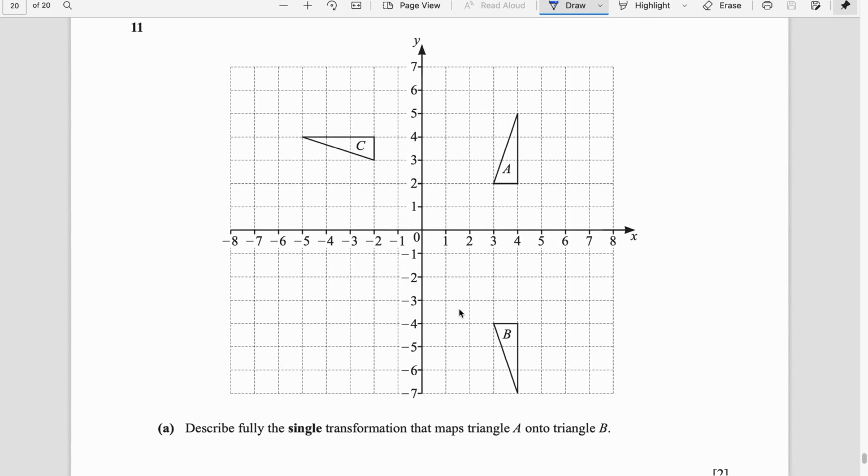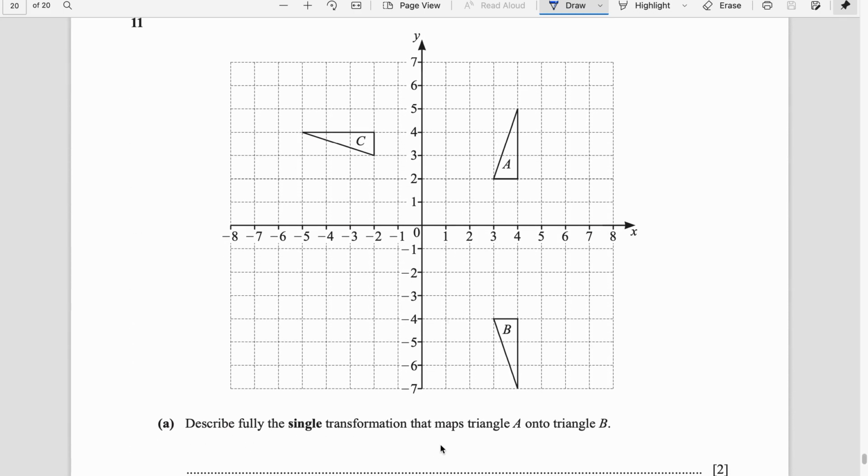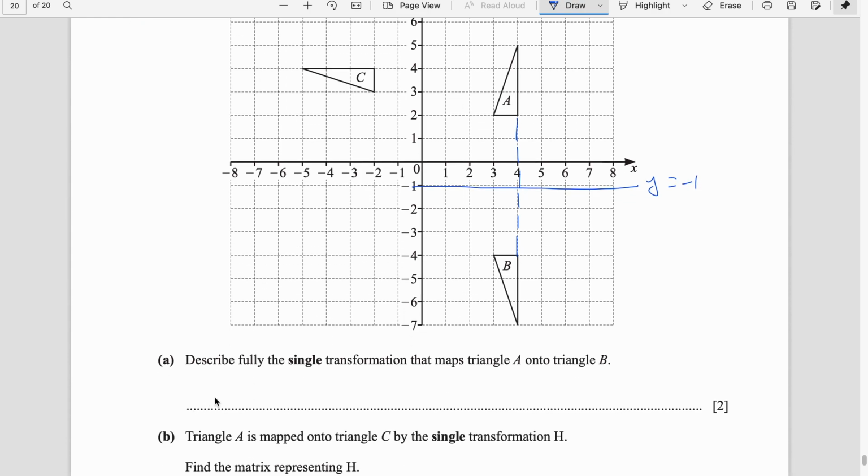Question number 11. Transformation. Describe fully the single transformation that maps triangle A onto triangle B. So if we look at this, these are reflection, and they are 1, 2, 3, 4, 5, 6 boxes apart. So it should be at the midpoint. This is y is equal to minus 1. So we should write it is a reflection in the line y is equal to minus 1.